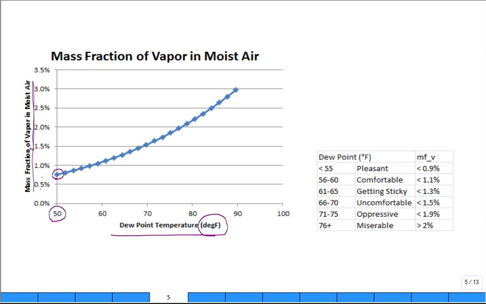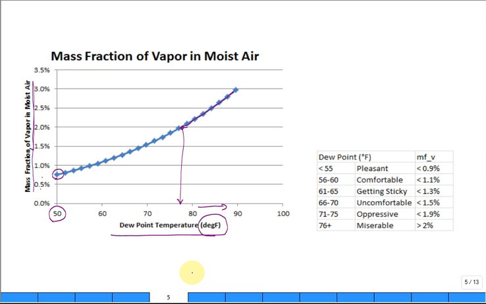And as it goes up, around this 2% is right in this vicinity, right? About 78 degrees F. So that's the condition of 25 degrees C. 77 degrees F, 25 degrees C has a mass fraction right at 2%. And then it continues to go up, and it's rapidly increasing as the dew point temperature increases.